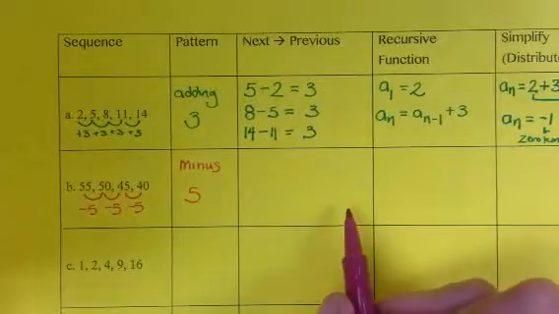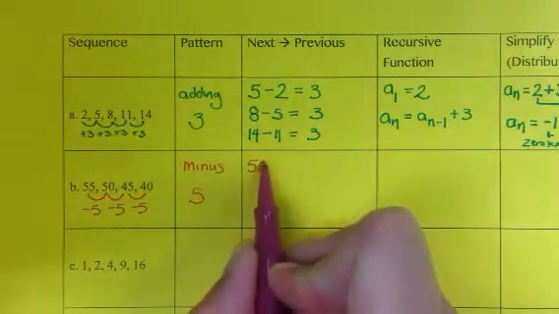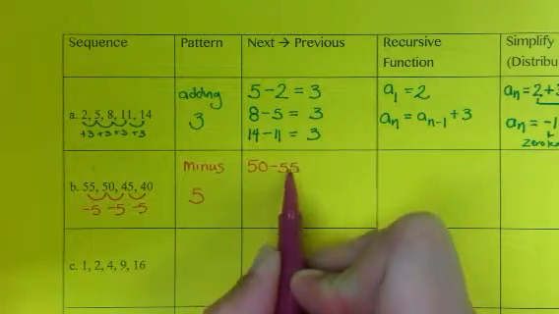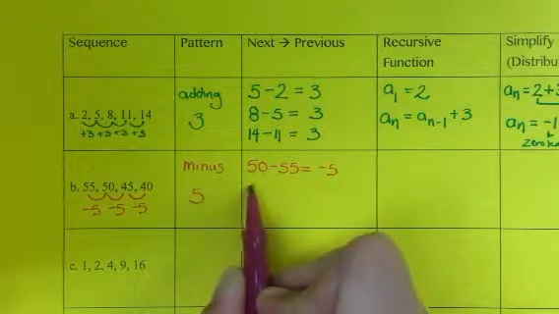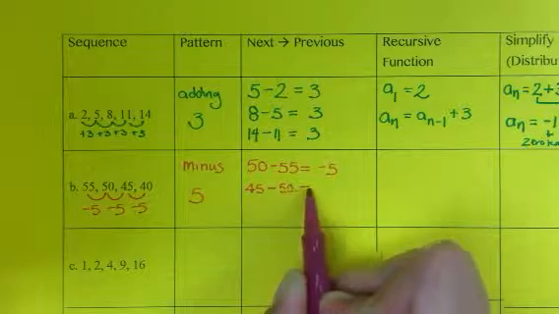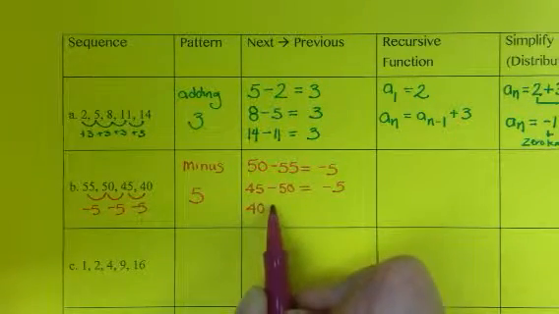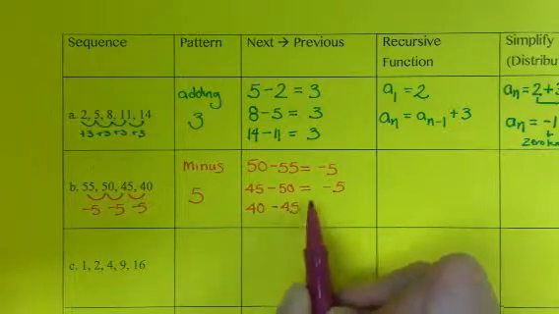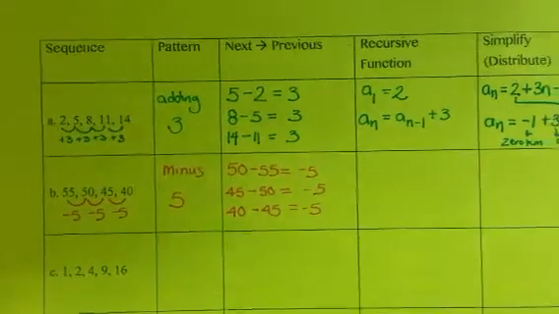To find this pattern, to see if it's true, we do our next minus previous. So 50 is my next term, minus 55 would be negative 5. 45 is my next term, minus my previous term, which is 50, and I have negative 5. And then lastly, 40 minus 45 equals negative 5. You have to check all of your numbers that are given to you in your sequence to make sure that the pattern holds true for all of them.